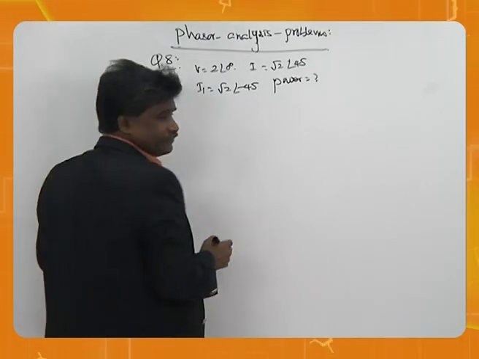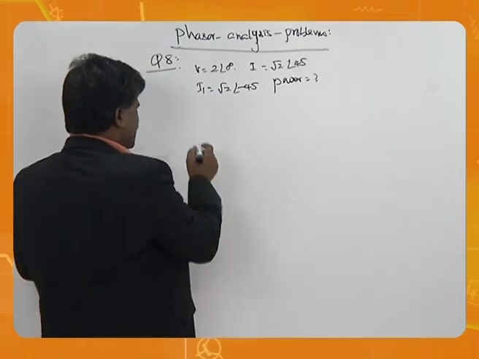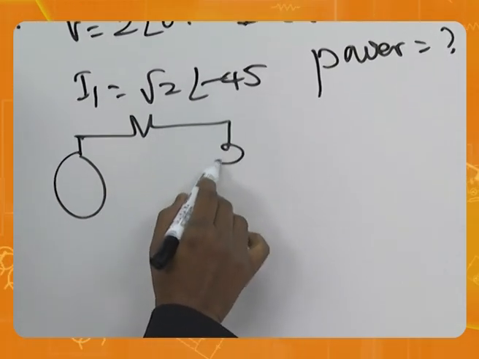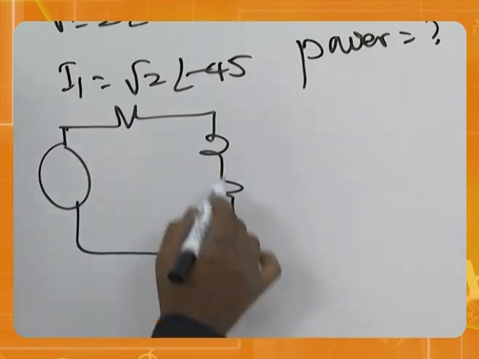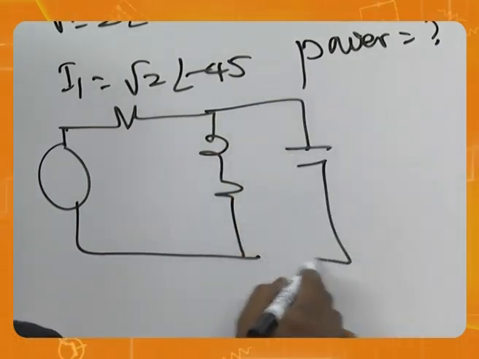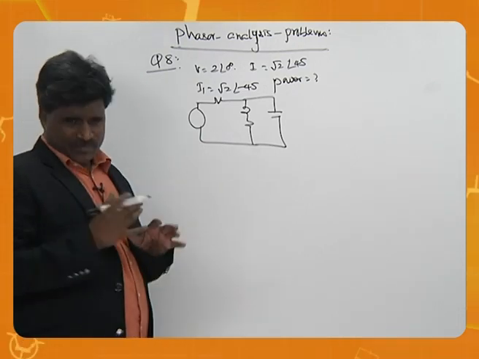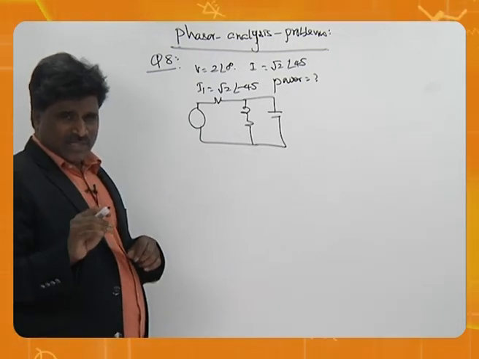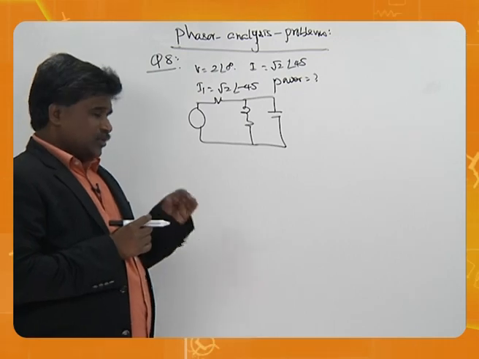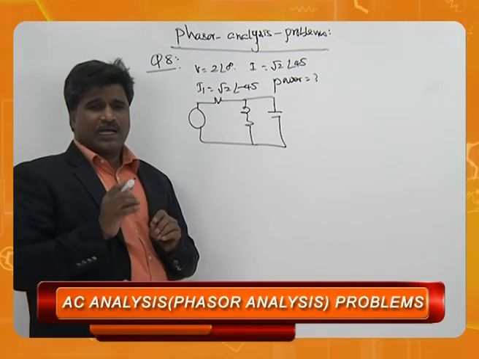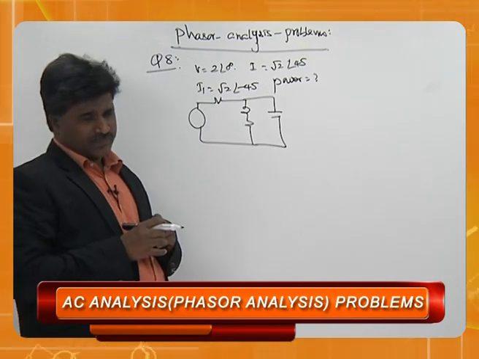That is the question, and the circuit is the same. It is as if they are in a common data question. Both questions belong to the same circuit. So that's why it is the same here, but the only thing is there are two different questions. Such questions are called common data questions.